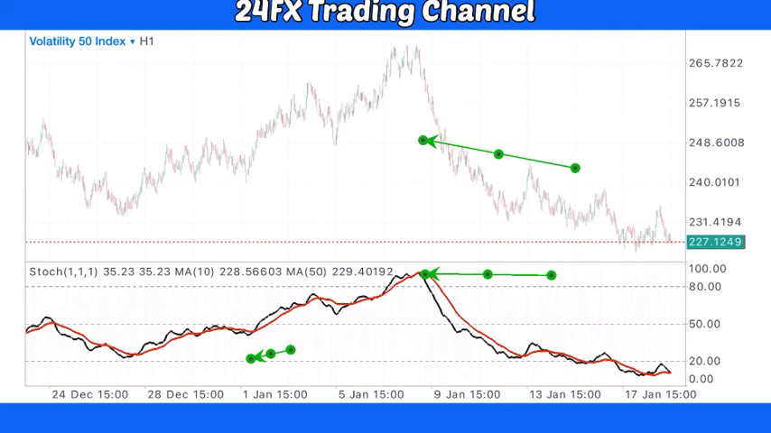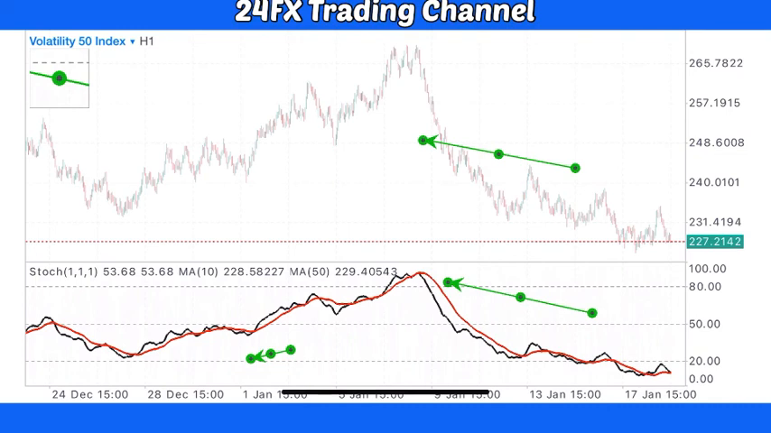Now I'll repeat myself again. If the 10 moving average and the 50 moving average is not in the 80 zone and you get a signal to sell in the 15 minutes time frame, kindly ignore.